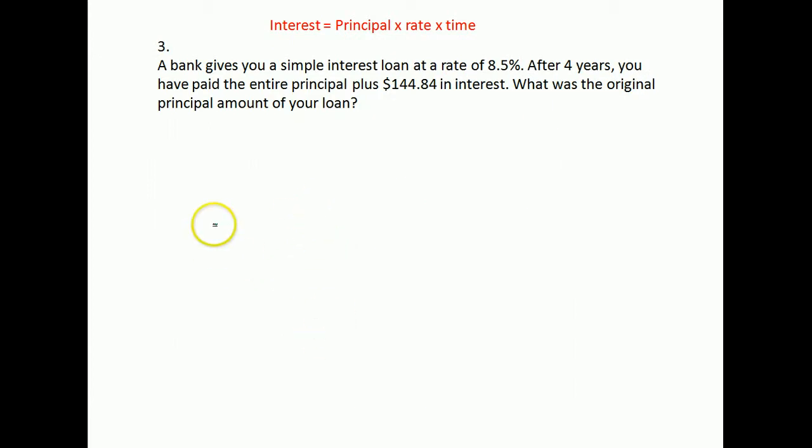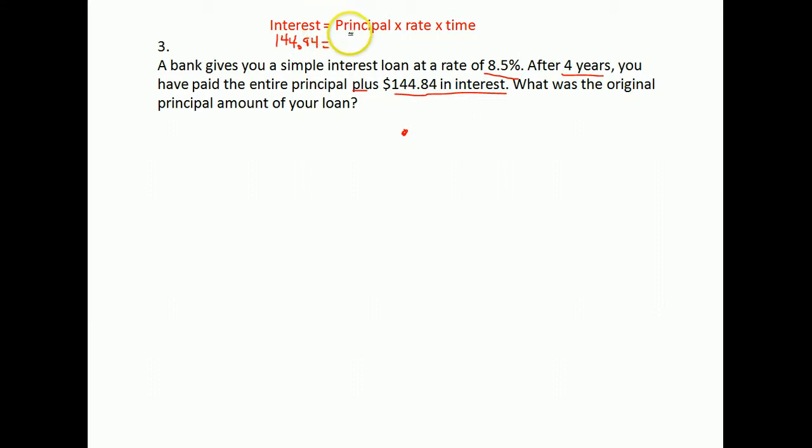Okay, here we have a similar question. It says this time the bank is giving us a simple interest loan. The interest rate on the loan is 8.5%. After 4 years, there's the time, you've paid the entire principal plus you paid $144.84 in interest. What was the original principal amount of the loan? So again, we have almost exactly the same problem, just different numbers. We use our formula the same way. Okay, we put in what we know. Do we know the interest? We do. It says the interest was $144.84.